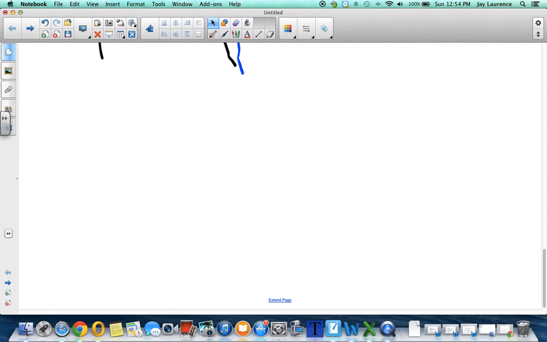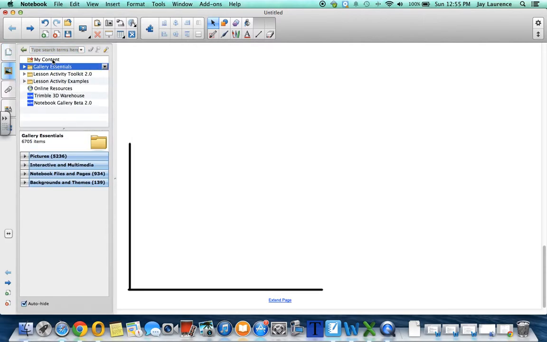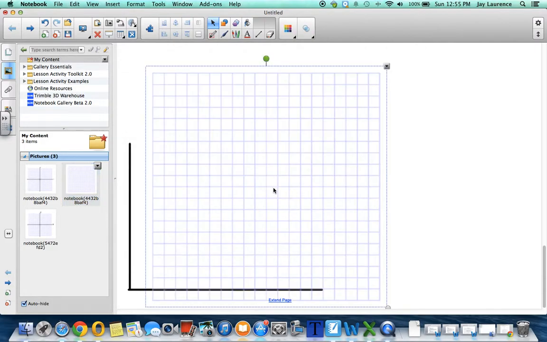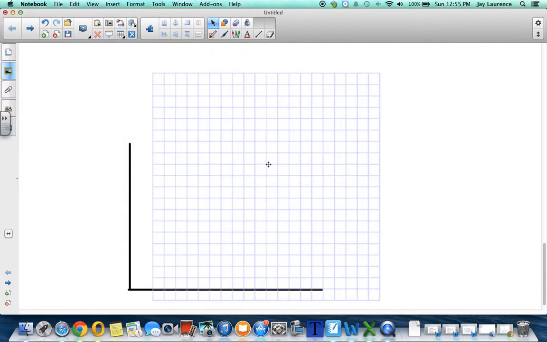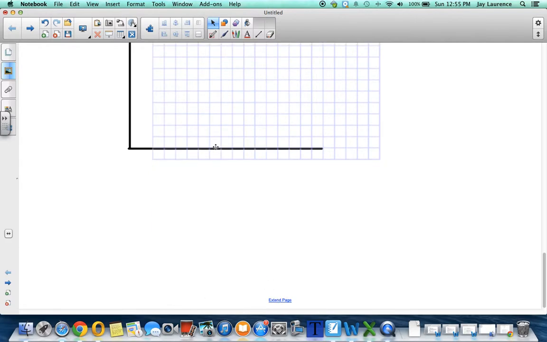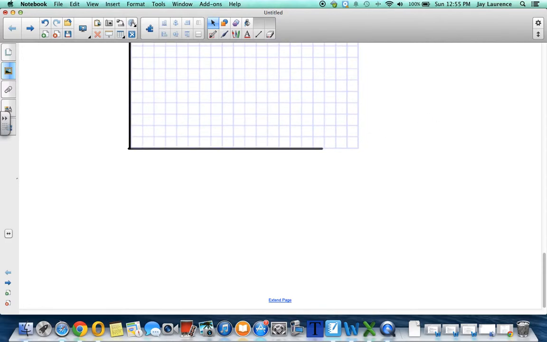Here, let me put it on a graph for you. Let's see if we can make it even look a little more exact. So, okay, here's a little homemade graph. Actually, you know what, let me just get some graph paper out. That would be even better. Okay, let's see if I can fit this onto my graph. Hey, that fits pretty good, right?